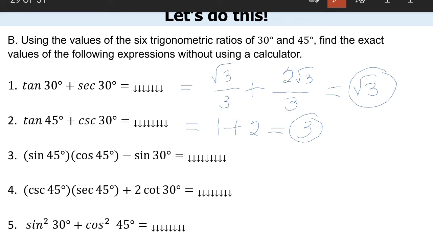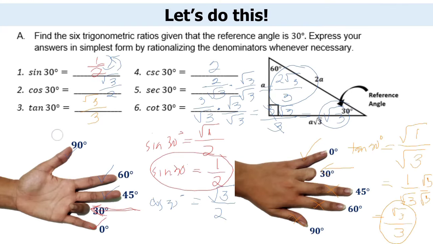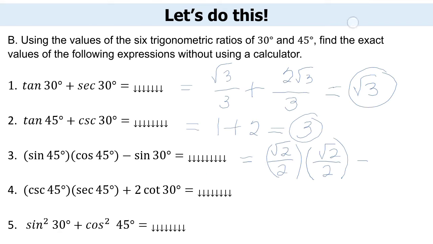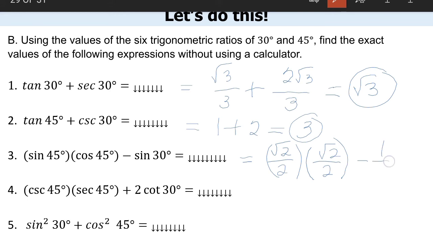Okay? Next is, what is sine 45 degrees? Remember that sine 45 is square root of 2 over 2. So we will write here square root of 2 over 2 times, what is cosine 45? That is also square root of 2 over 2. Minus, what is sine 30? Okay, so let's go back. Sine 30 is equal to 1/2. So we will write here minus 1/2. And if you will simplify this, the result will be 0. Okay, so the answer is 0.